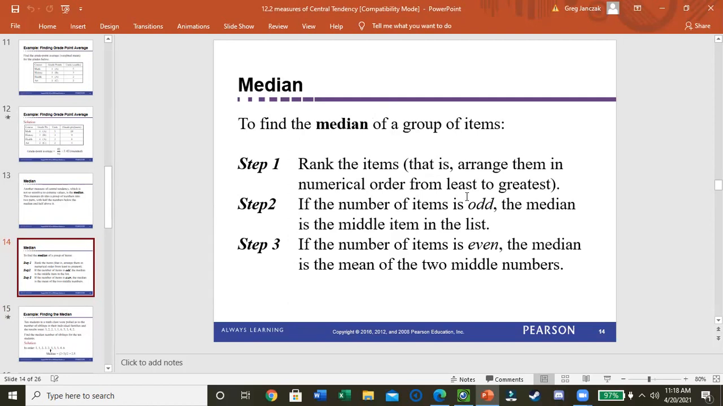Okay, if the number of items is odd, then the median is the middle number. If the number of items is even, you take the two middle numbers and average them. In other words, you add the two middle numbers together and divide by 2. You can't find a single middle number for an even number of items because the middle is right between the two middle numbers, so you have to take their average.